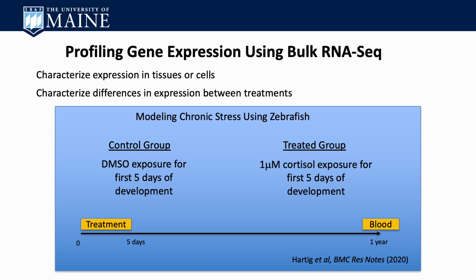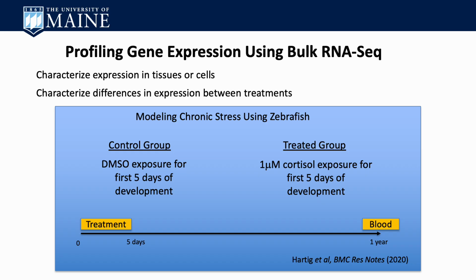One application of RNA sequencing is bulk RNA sequencing, where you're characterizing gene expression in a set of tissues or a large number of cells. And one application is just to characterize all the genes that are expressed in a given tissue or cell. You can determine different isoforms that are expressed in that tissue, or just what are all of the genes that are expressed in that tissue, and that can be important. A more common application of bulk RNA sequencing is to study how gene expression changes with different treatments.